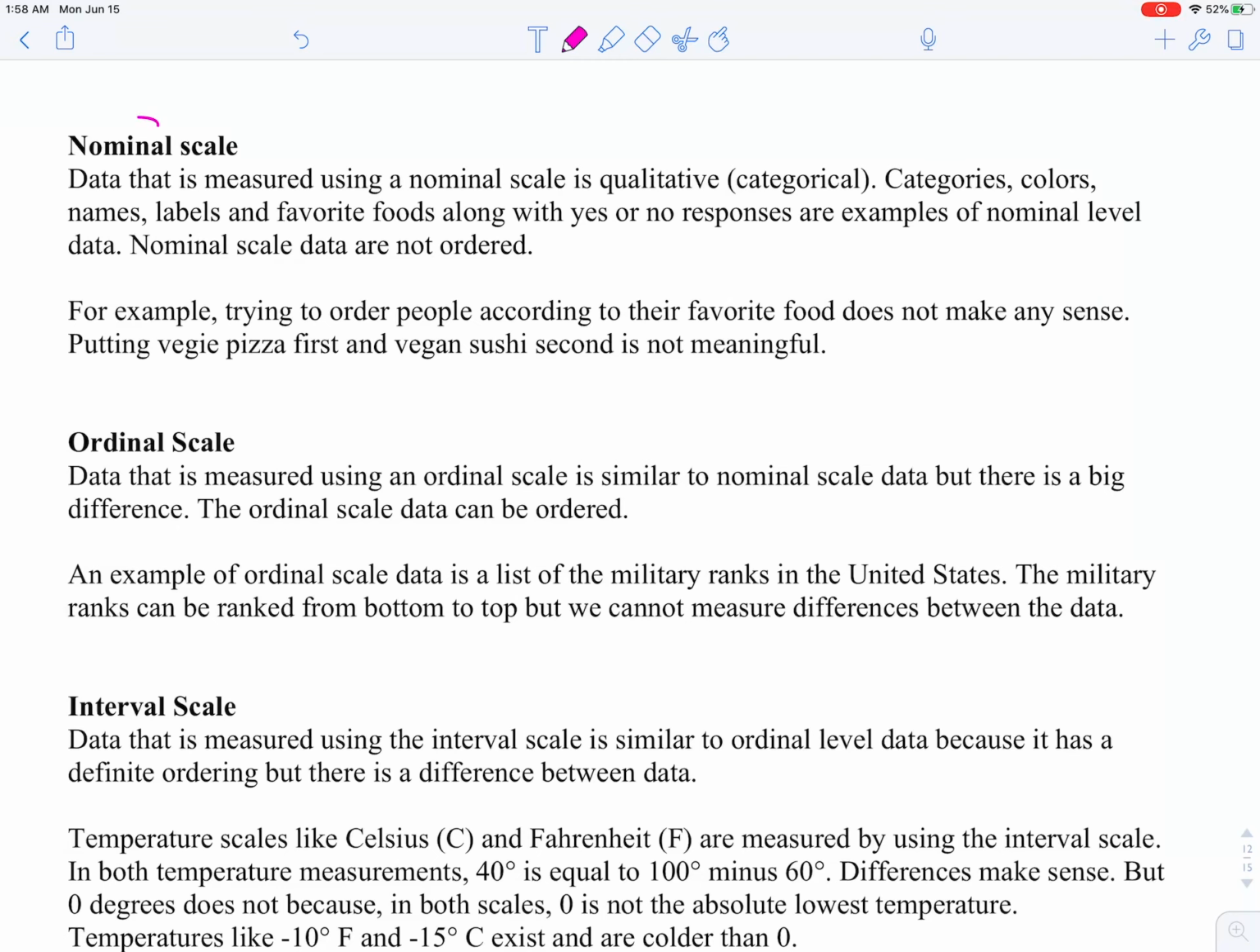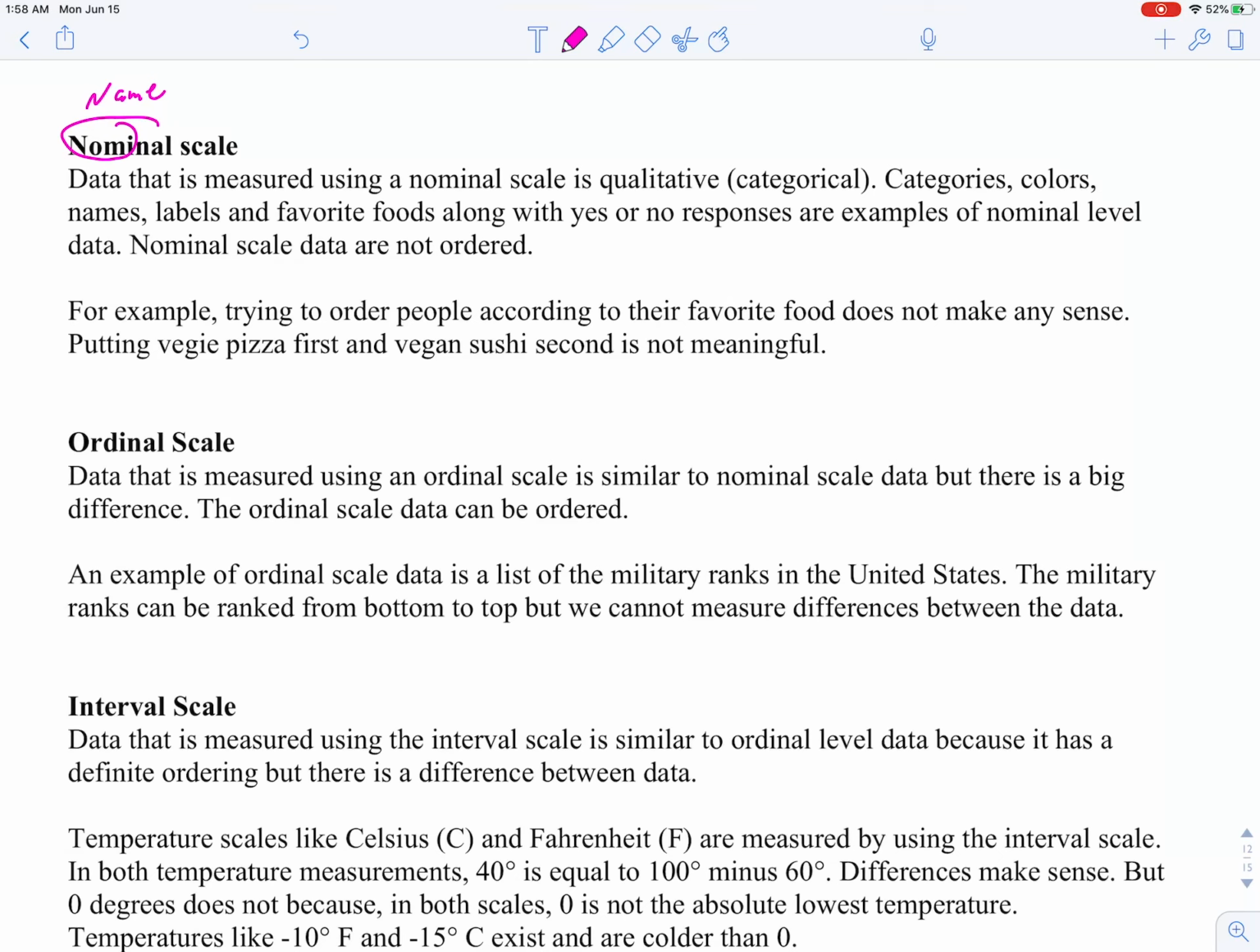All right, so nominal. Again, let the word define it. Nominal is kind of the word name, right? So data that is measured using the nominal scale is qualitative, categorical. Qualities, categories. So categories, colors, names, labels, and favorite foods, along with yes or no responses, are examples of nominal data. Nominal scale data are not ordered because there's no numerical value to it. For example, trying to order people according to their favorite food does not make any sense. Putting veggie pizza first and vegan sushi second doesn't mean anything. There's no numerical order to those terms.